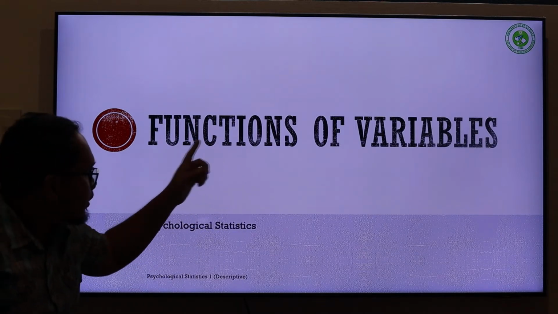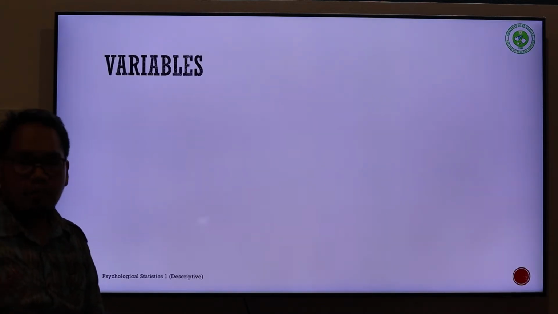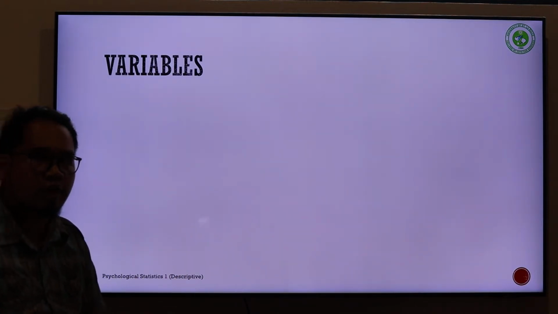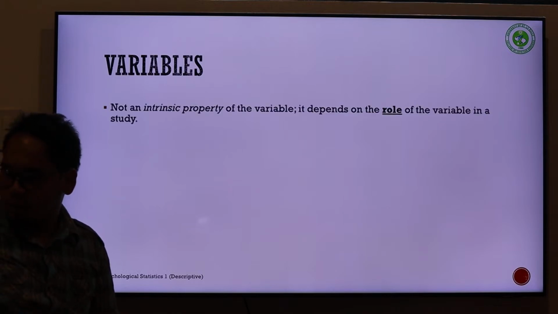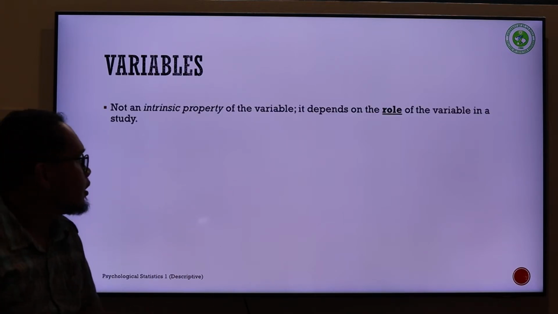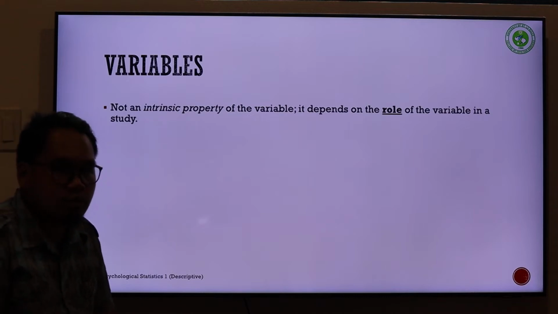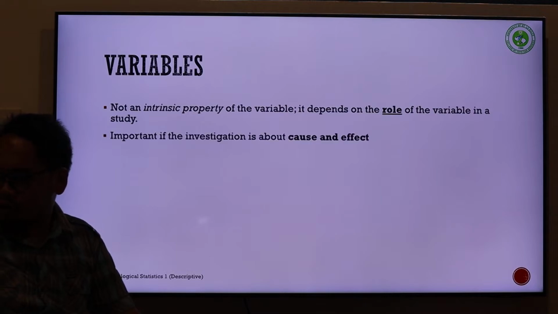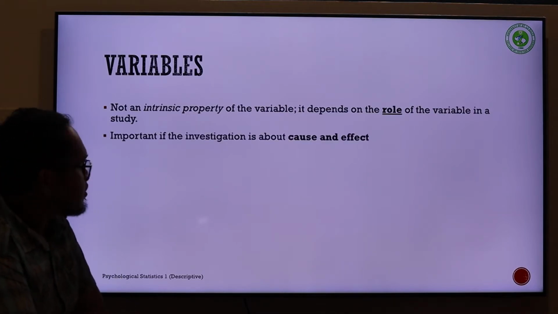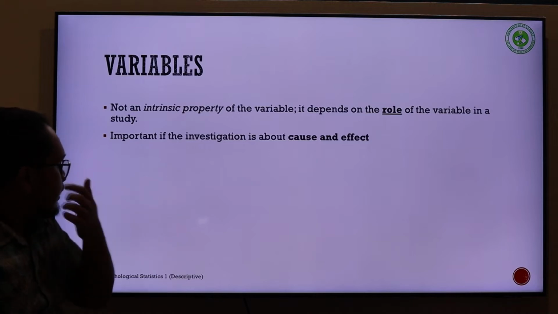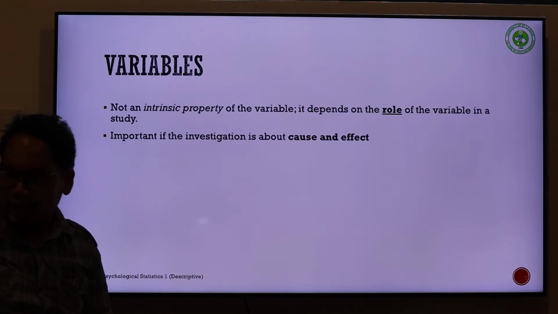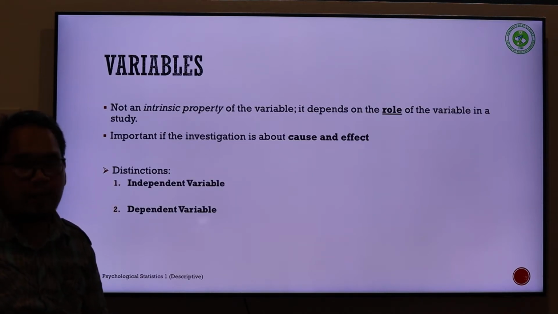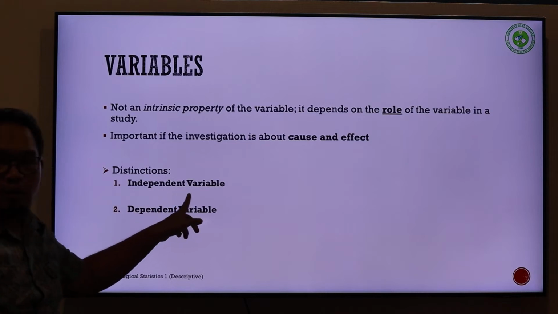Now we're going to talk about our topic, the functions of variables. We have talked about types of variables already. Now we're going to talk about the functions of those variables. It talks about their intrinsic property of how that variable is being used in the study. It depends on the role of that variable in the research paper that you're talking about. It is very important if we investigate cause and effect. And we have two distinctions of the different types of functions of variables. It's either going to be independent or dependent.